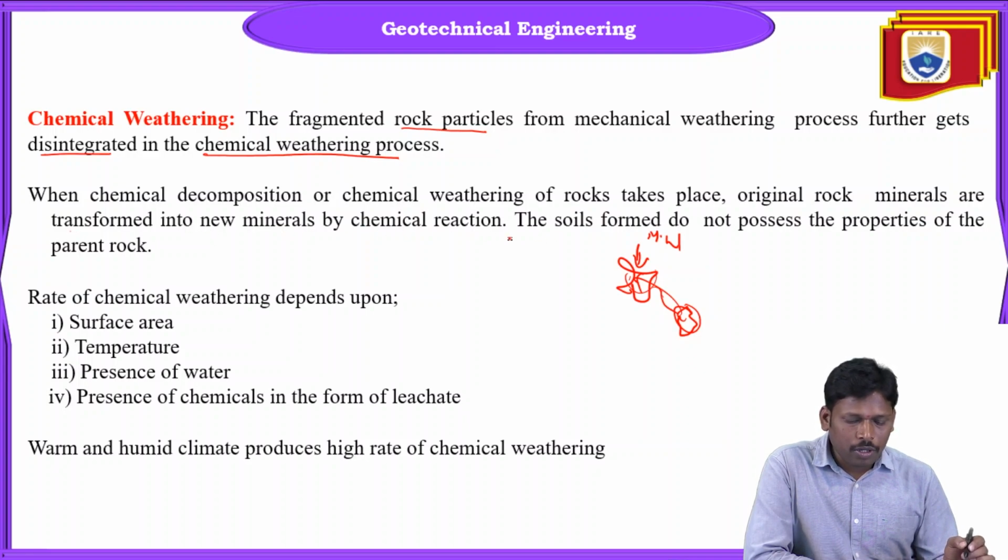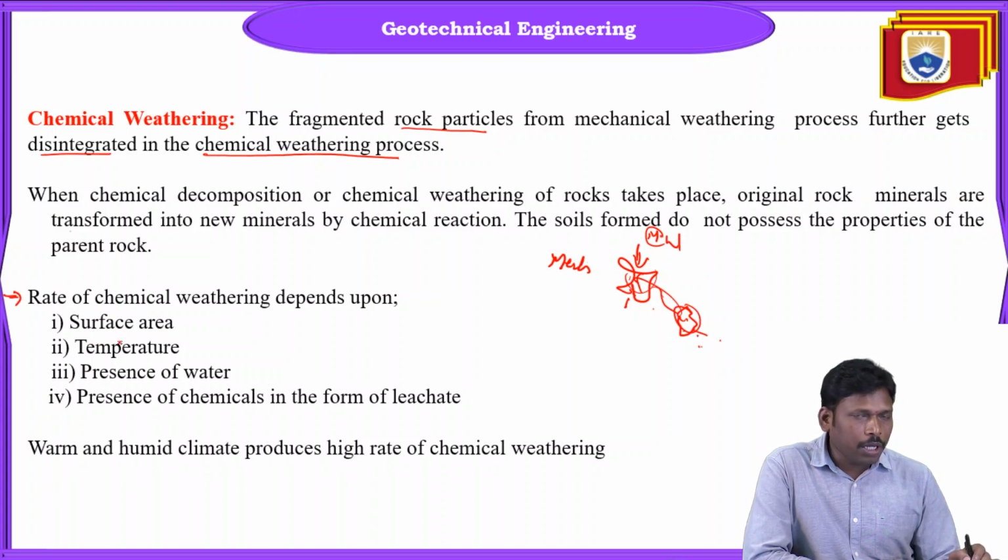The soils that are formed do not possess the properties of the parent rock. So the parent rock is nothing but the igneous rock. It is already disintegrated and weathered through the mechanical process, and now from this deposit another rock is formed, and it is due to the chemical weathering. Here, the newly formed soil does not possess the properties of the parent rock. The parent rock is this one.